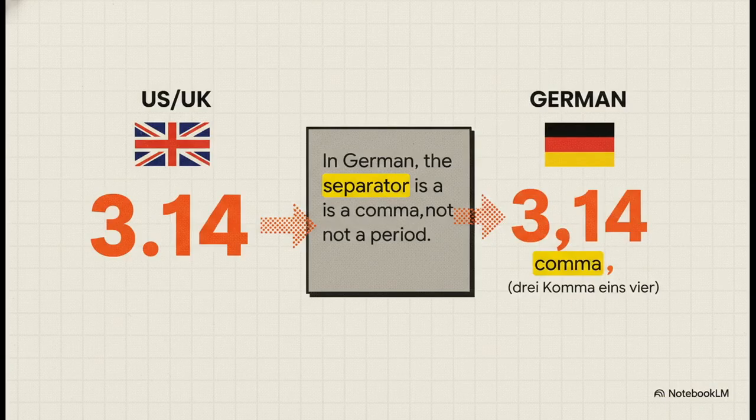And hey, here's a quick pro tip for anyone working with math or science. In German, the decimal separator isn't a period, it's a comma. So the number pi isn't 3.14, it's 3,14.